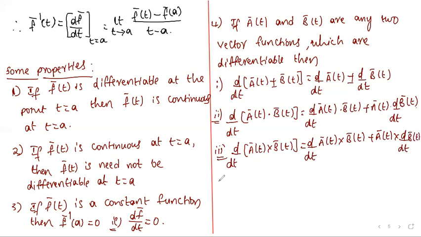Okay, and the next point, third and fourth point: d by dt of a bar square is equal to 2 into a bar dot dA bar by dt. Okay, and the fifth point, next page.